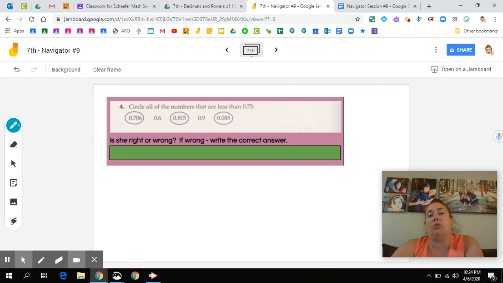And then circle all the numbers that are less than 0.75. So again, think about this has a 7 in the tenths place. I'm looking for things that are less than that or less than 75 hundredths. Remember, if they don't have the same number of digits, you could always put 0 placeholders behind it as a helper to see if it ends up helping you think about place value.